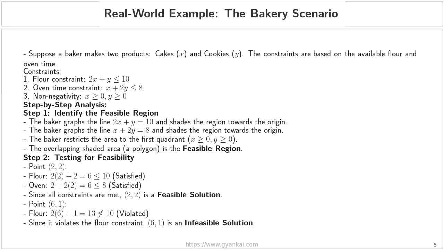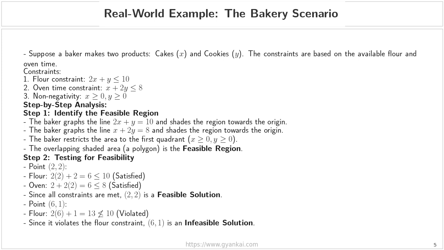In step 2, let's practice testing for feasibility, just like we defined in the previous slide. Let's take the point 2, 2. If we plug this into our flour constraint, 2 times 2 plus 2 gives us 6, which is indeed less than or equal to 10. If we check the oven constraint, 2 plus 2 times 2 gives us 6, which is also less than or equal to 8. Since this point satisfies every single constraint, we call the point 2, 2 a feasible solution.